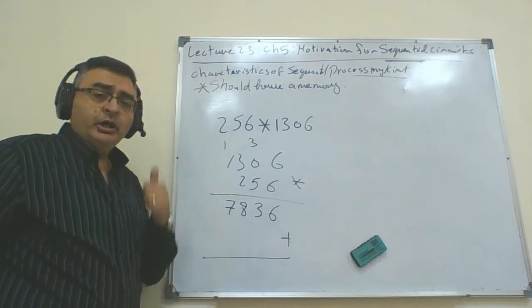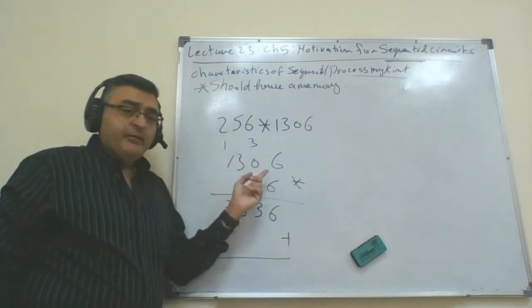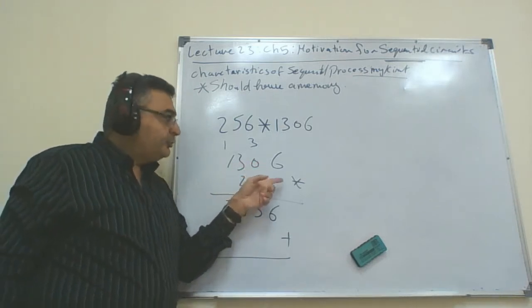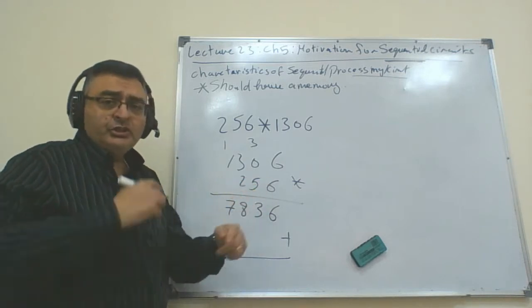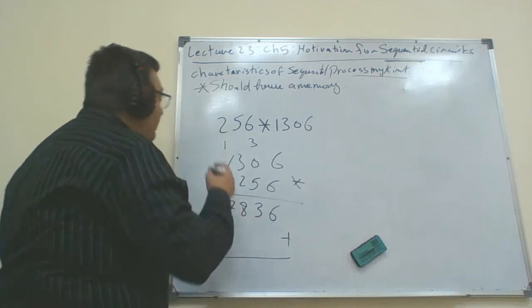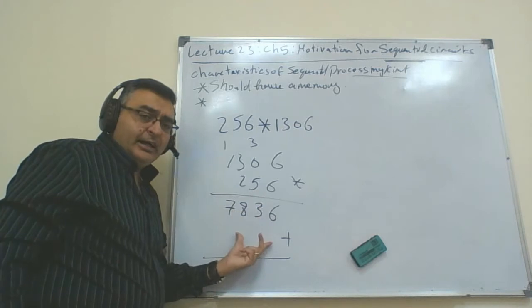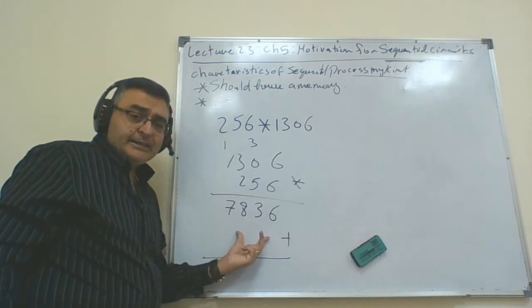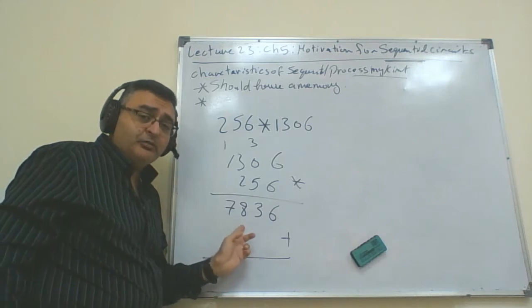Characteristic number 1. Characteristic number 2: I do not do the operation at once, but I go in a sequence of steps. So the result that I get is an intermediate result. This is not the final answer. This is just part of the multiplication.